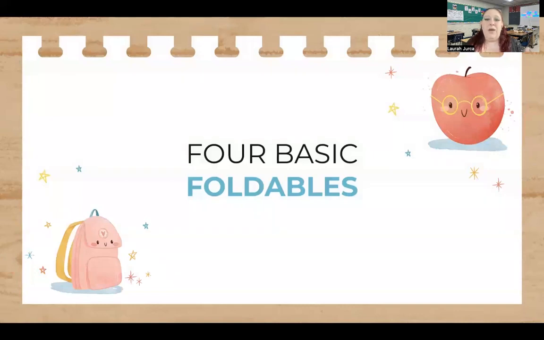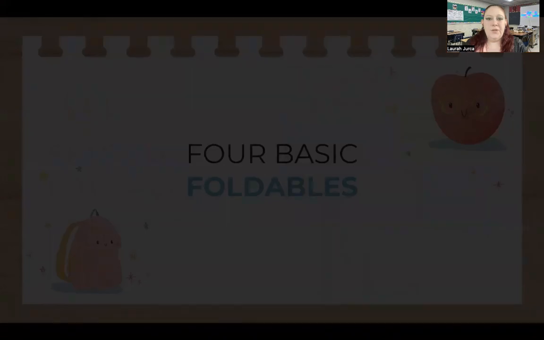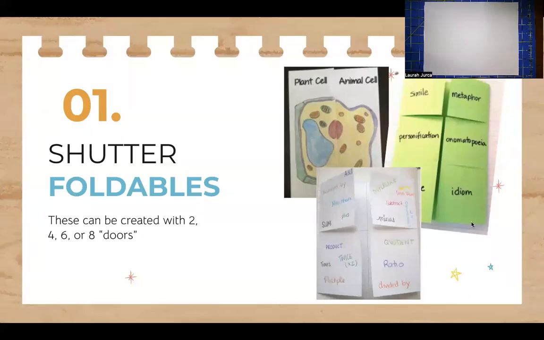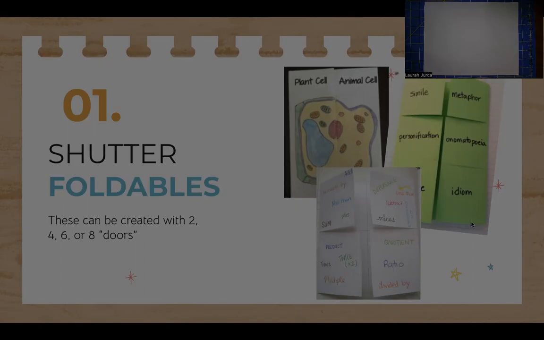So I'm going to teach you how to create 4 basic foldables. The first type of foldable that we are going to look at are shutter foldables. These can be created with 2, 4, 6, or 8 doors on them. So let's take a look at how to do that. As we do this, I will be demonstrating in the upper right corner, and there will also be written directions on the screen. So let's go ahead and take a look.